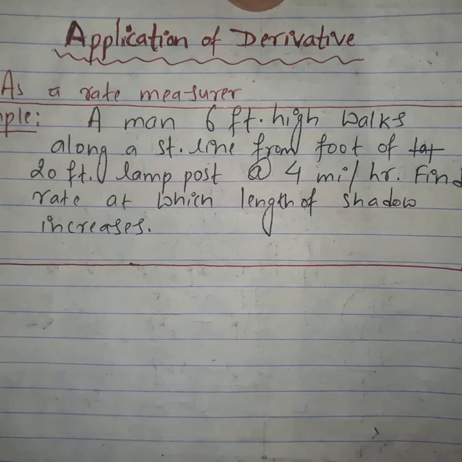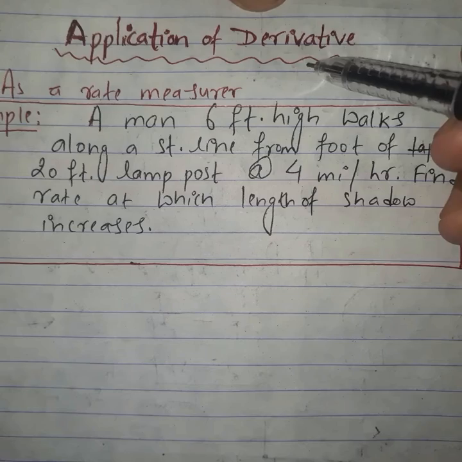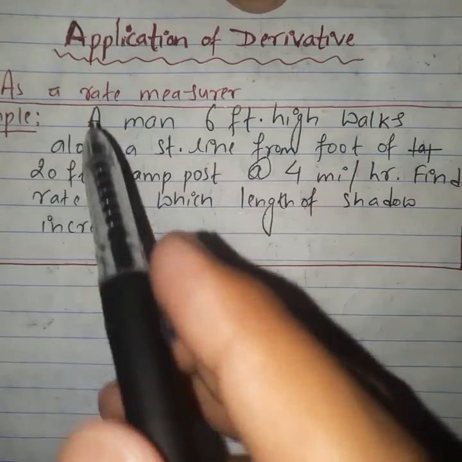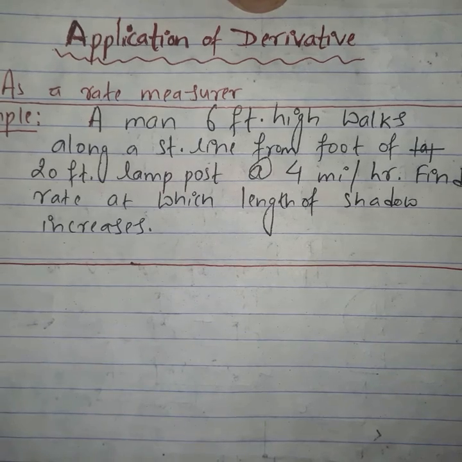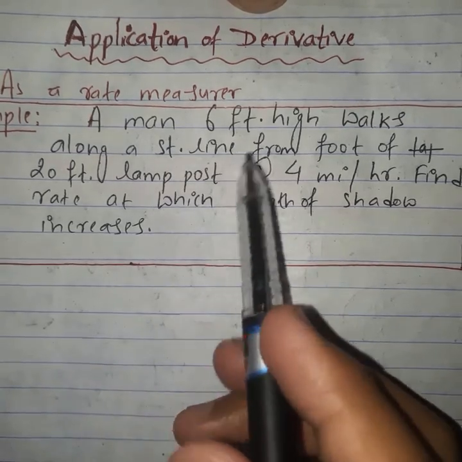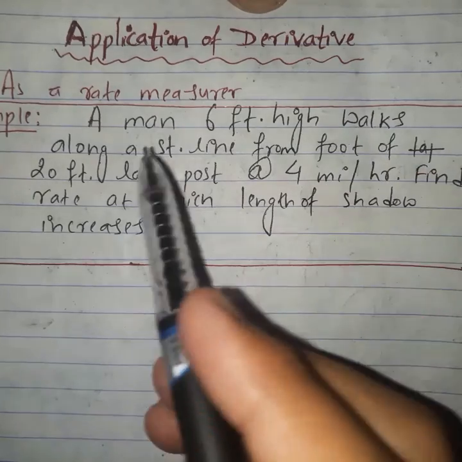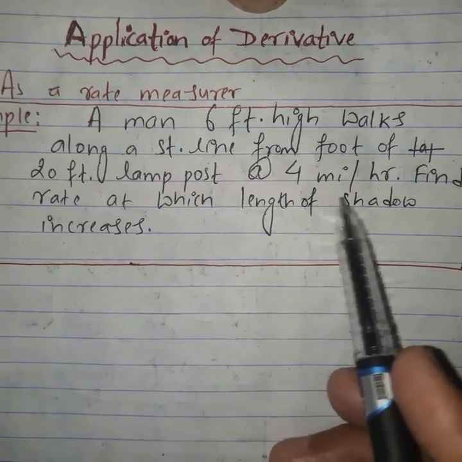Today in this video we are going to discuss one very important application of derivative. We can use the derivative as a rate measurer. We can use the concept of the derivative for finding the rate of change of one variable with respect to another variable. Here I have taken one problem related with this topic. Basically it is related with the rate of change of the shadow.